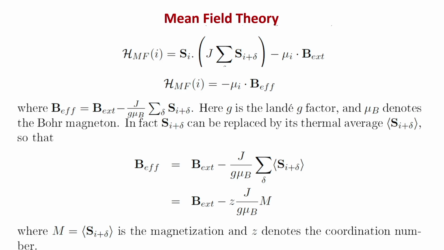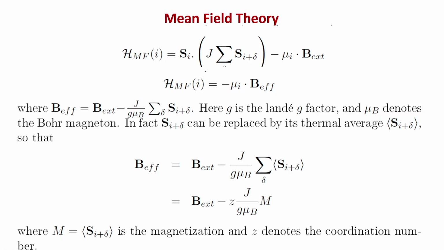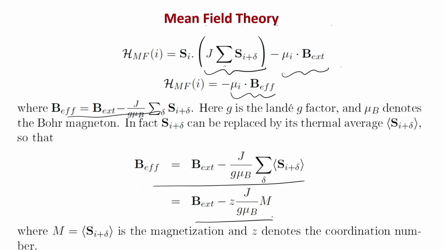We can do a sort of decoupling of the spins, so that each spin feels an effective field due to the presence of all other spins. Say there is also an external magnetic field, and we can combine them and write down a one particle, or one spin, equation in an effective magnetic field given by this term, where m is nothing but the average value of this spin, that is Si plus delta, and Z denotes of course the coordination number.